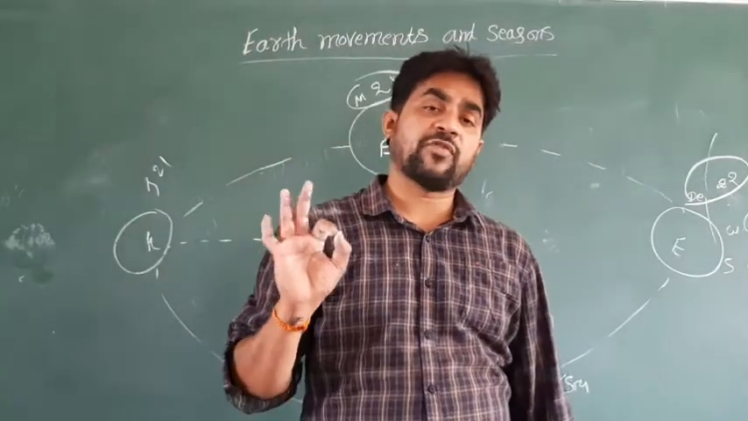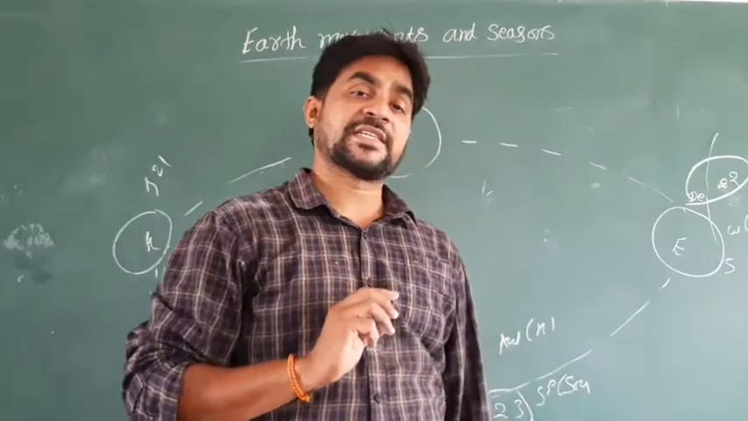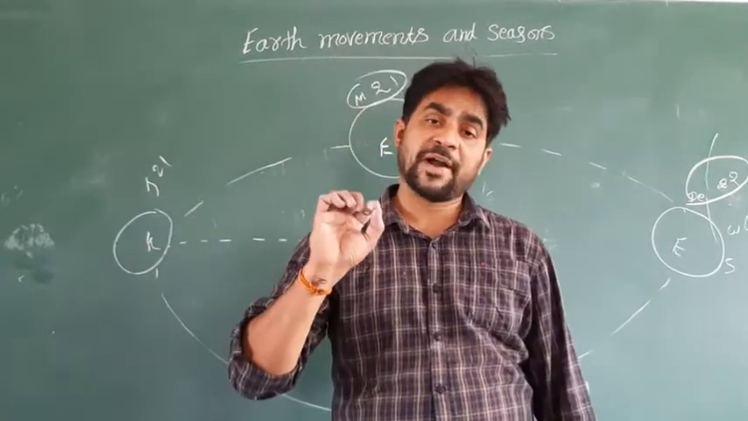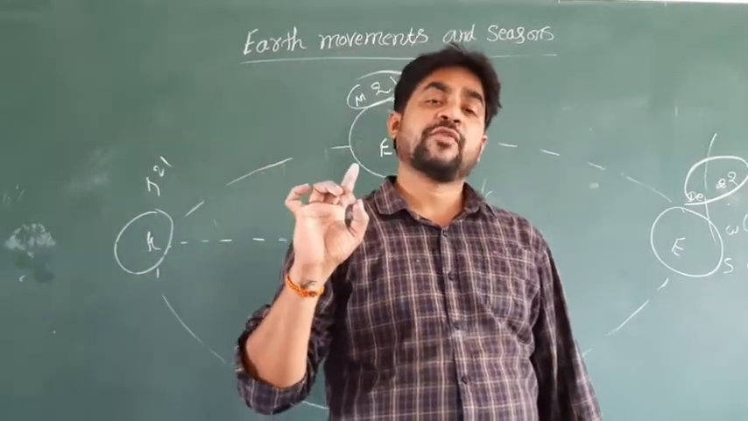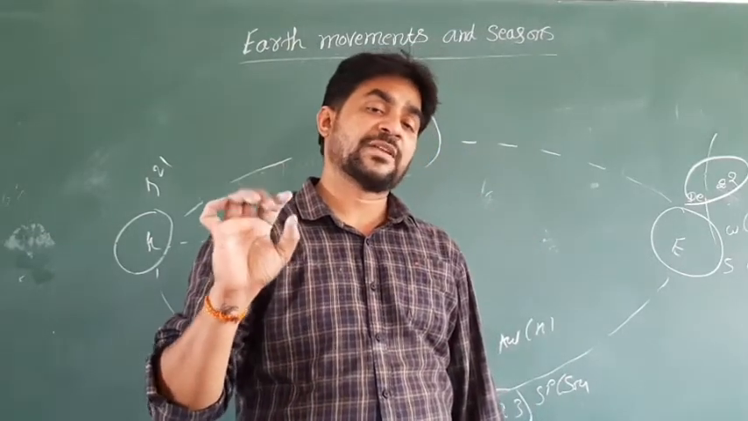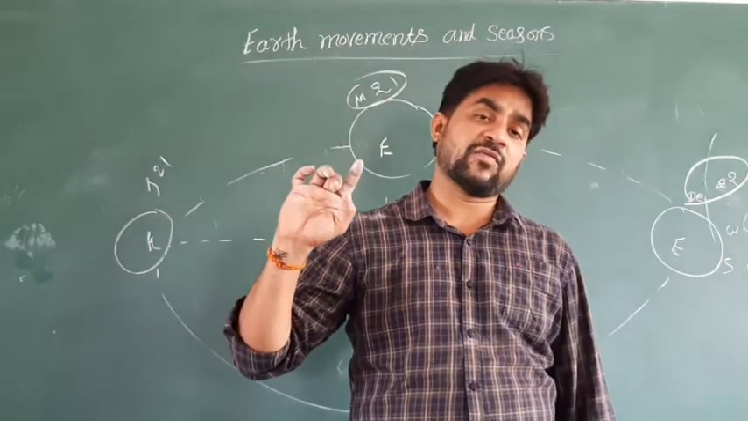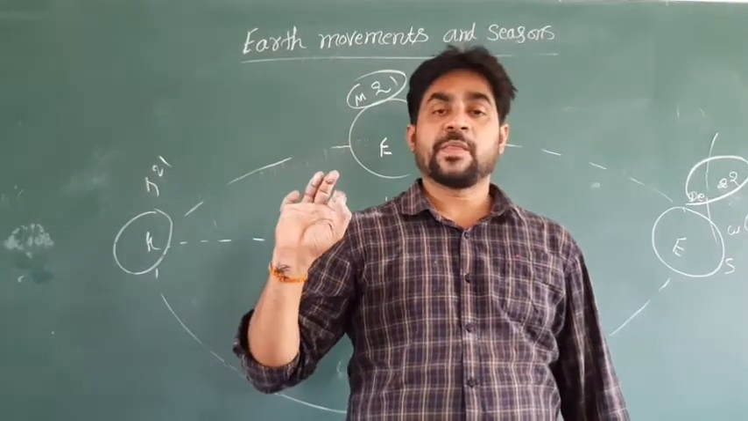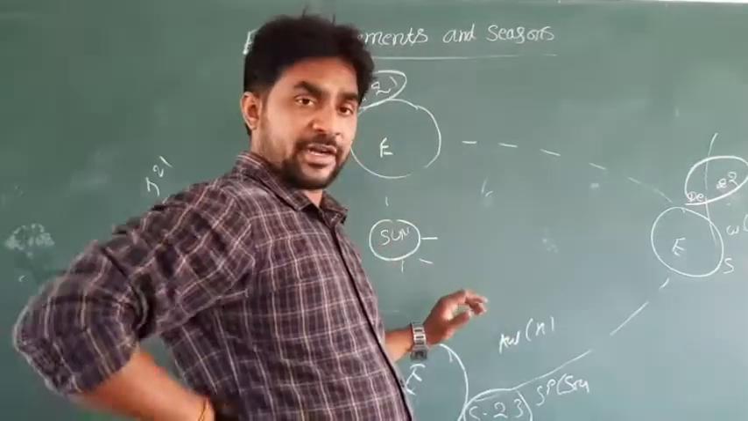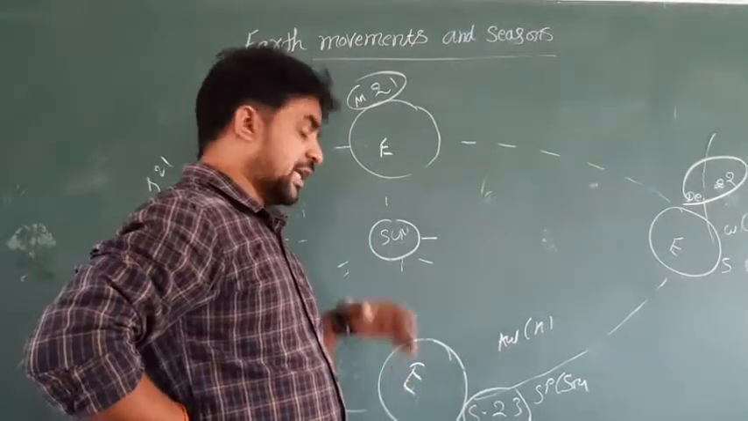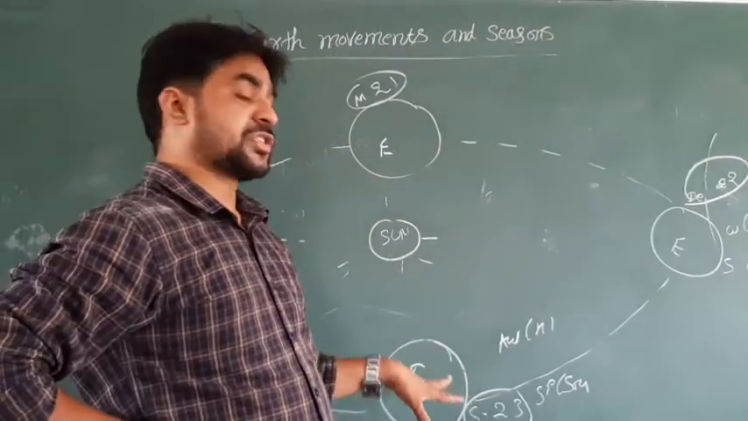So for completion of one revolution, it takes 365 and 1/4 days. 1/4 is considered as 6 hours of time. For every 4 years, one leap year comes. In that leap year, this 1/4 is added, converting it into 366 days. The leap year has 366 days. Clear or not? So Earth revolves around its own axis, and it also revolves around the sun, which is called revolution.